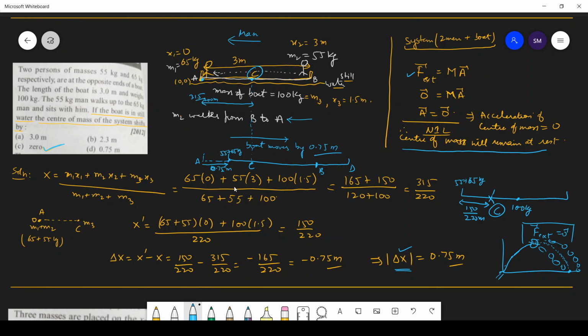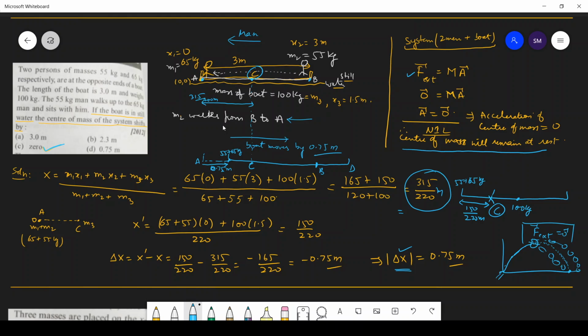Simple question. Center of mass, obviously, if the two masses are here, 65 kg and 55 kg, the center of mass was this much distance from the origin, right?